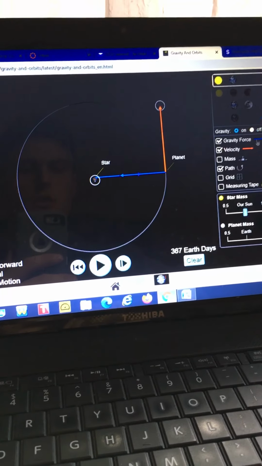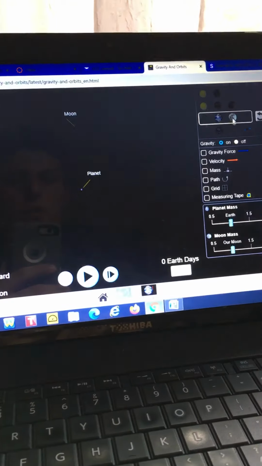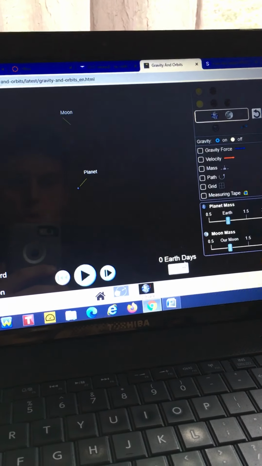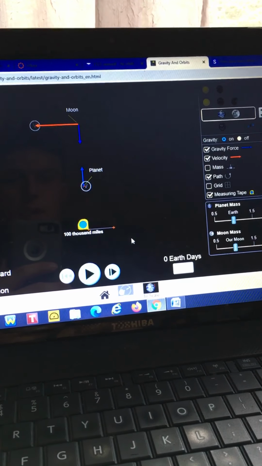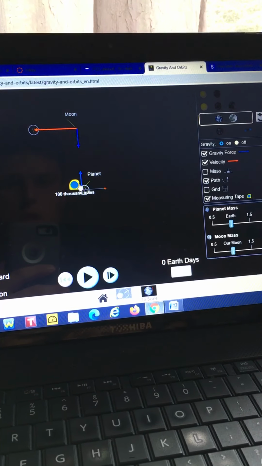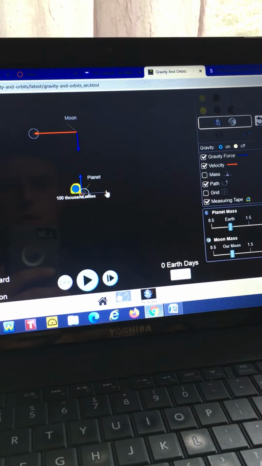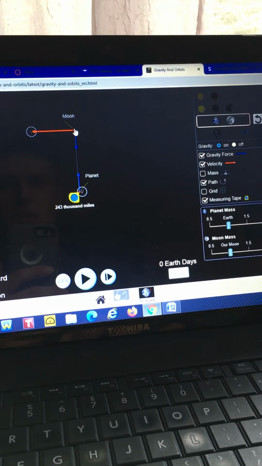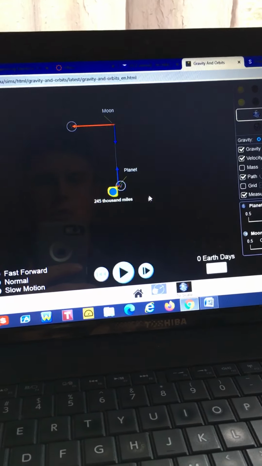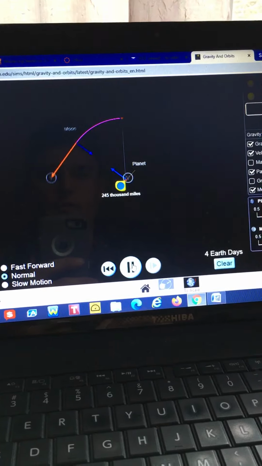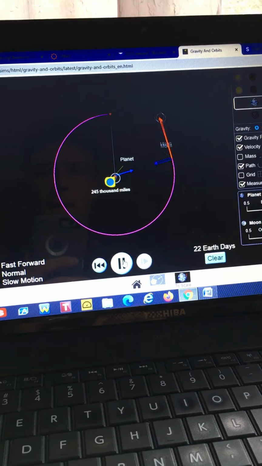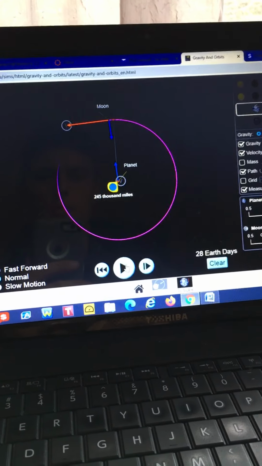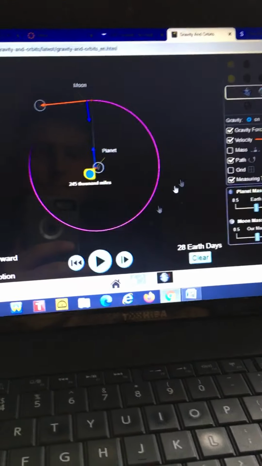Now comparing this to the relationship between the Earth and the Moon, obviously that distance is much shorter. Gravity force, velocity, path, measuring tape. Just doing a quick measurement, this is like 245,000 miles. And just looking at that revolution real quick, it's a month, which is expected. Boom, yeah, so 28 Earth days.